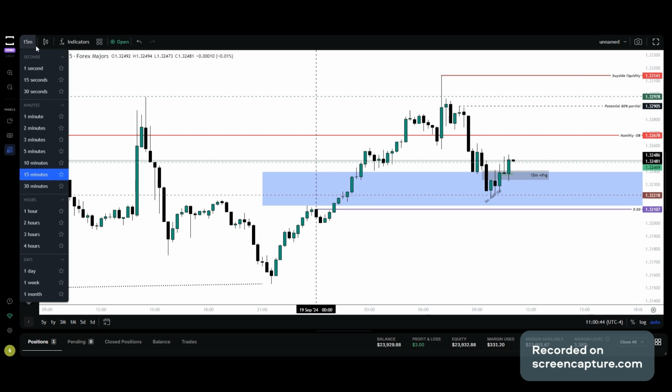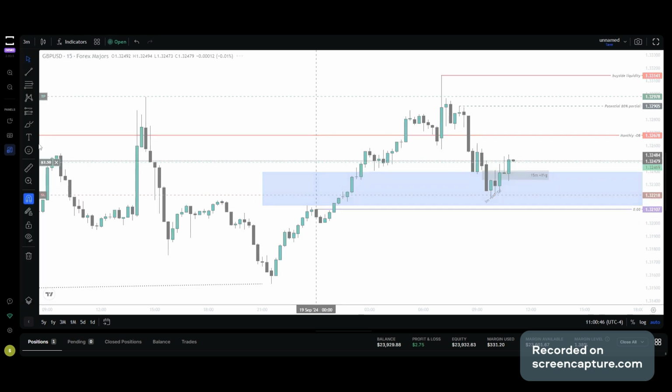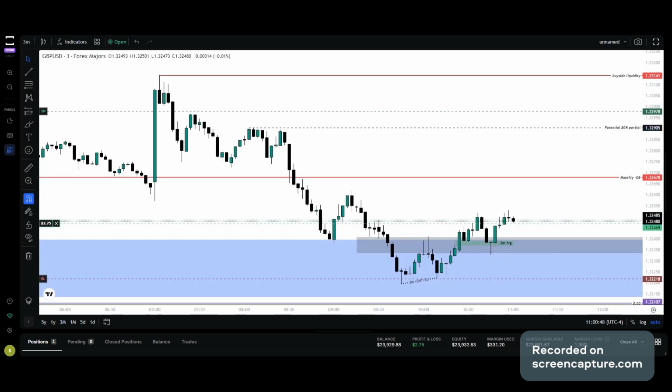Let's drop back down to the 3-minute. So we have a 3-minute fair value gap here. You see market structure continue to shift higher. Have a 3-minute imbalance here that I really would like to see stay open.